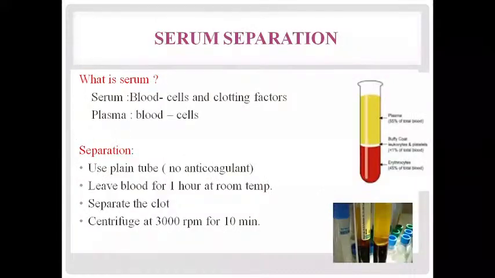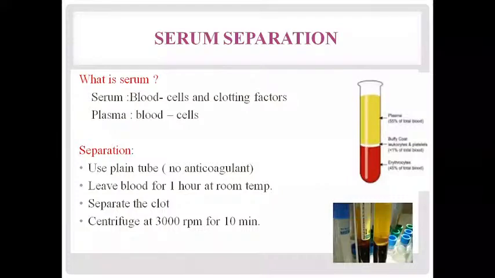Now, in the laboratory, how do you get the serum? In other words, we are asking, what is serum? Serum is blood that is without the cells. You collect blood in a red tube, which doesn't have any coagulant, and you allow it to settle.